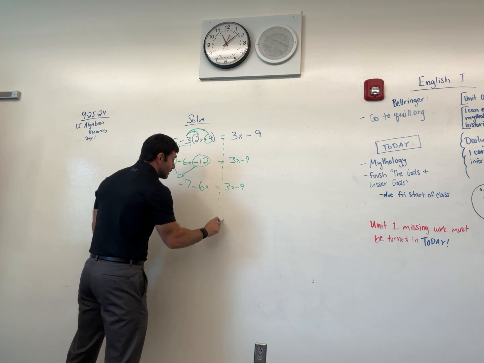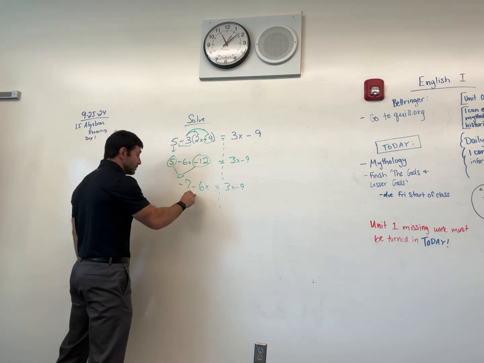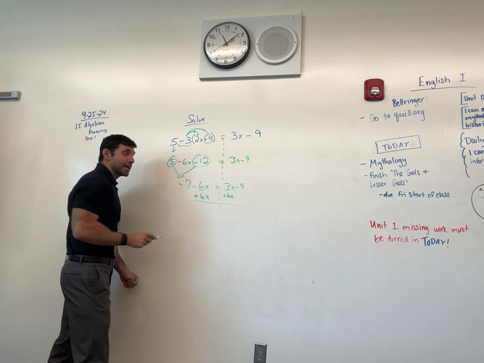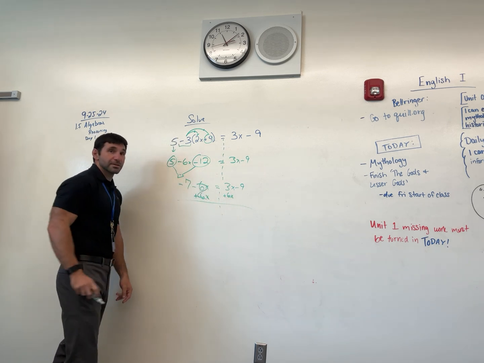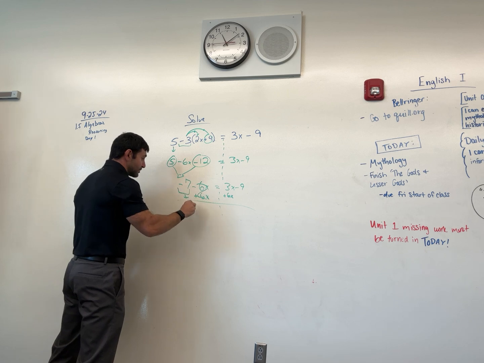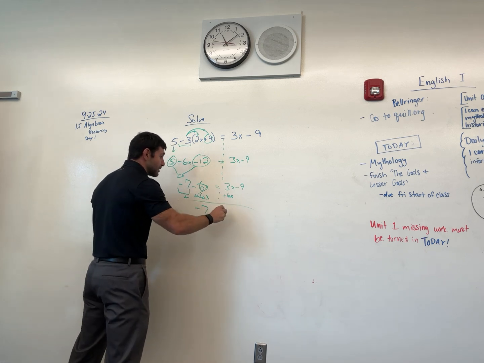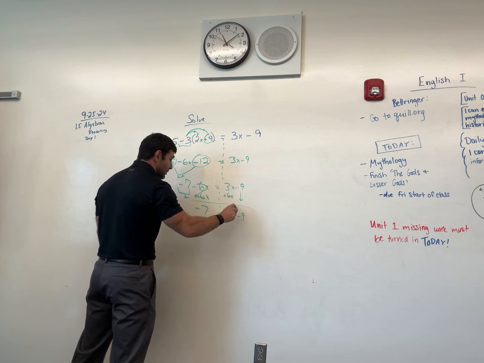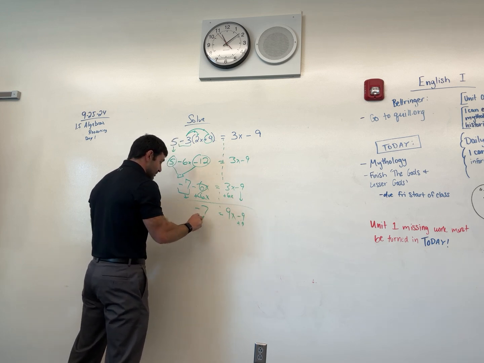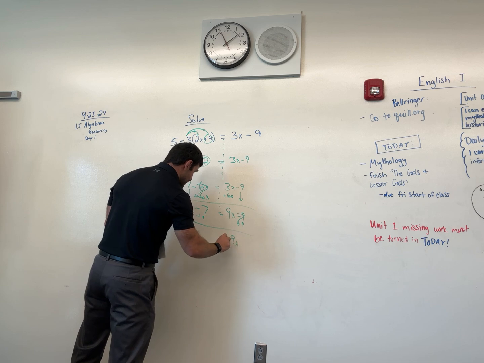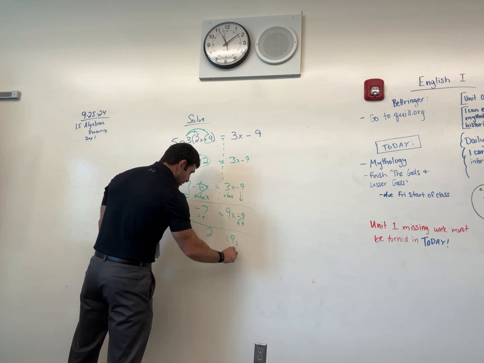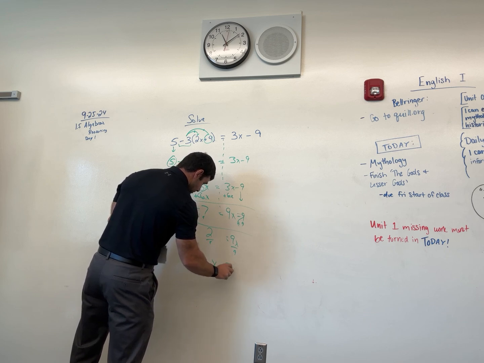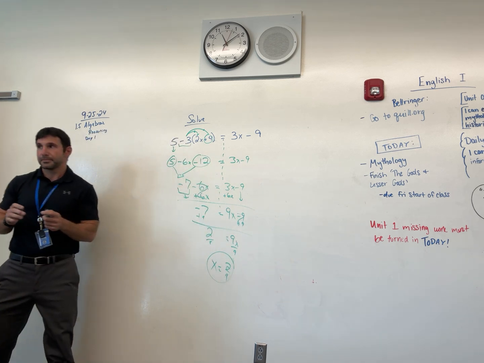Okay. From here, I like to move my smaller variable. So that's negative 6x. I use inverse operations. Negative 6 plus 6, that's the additive inverse. That's 0. Negative 7 drops down equals 3x plus 6x is 9x. Minus 9 comes down. Add 9 to both sides. That gives me 9x equals positive 2. Divide by 9, x equals 2/9.